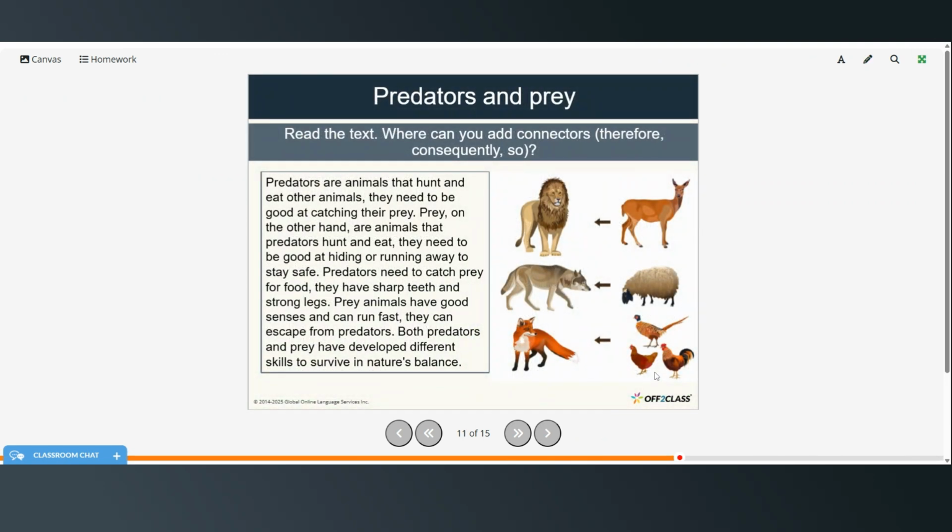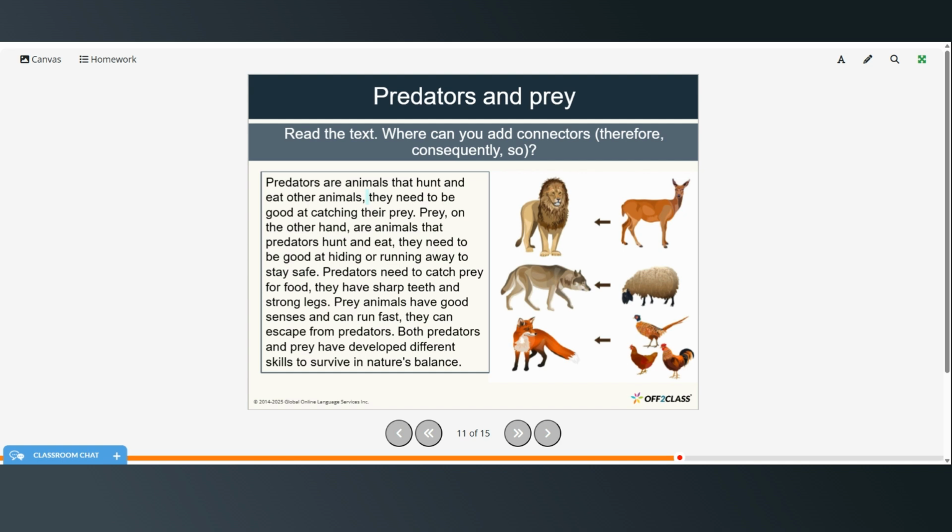All right, now read the text. So where can you add, and then decide where you can add connectors like therefore, consequently, and so. Predators are animals that hunt and eat other animals. You could either put therefore or so here.